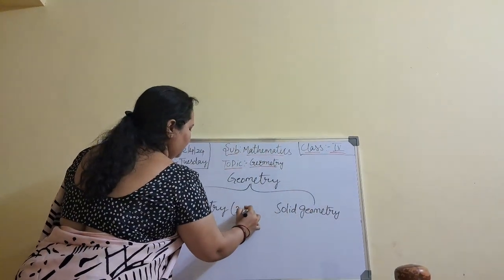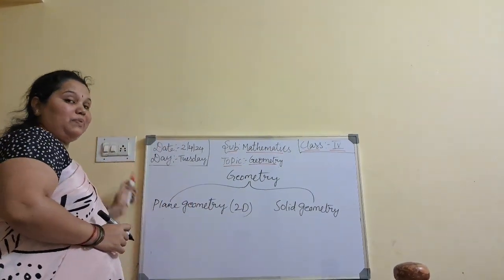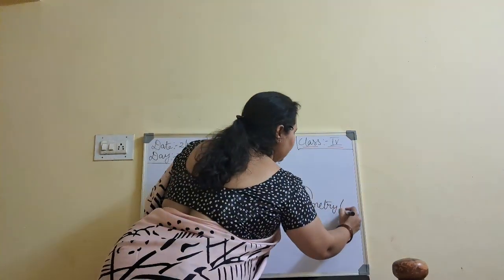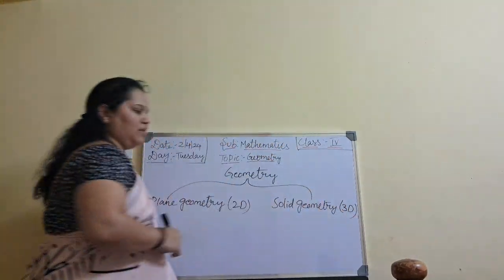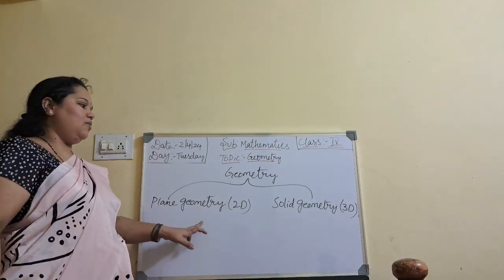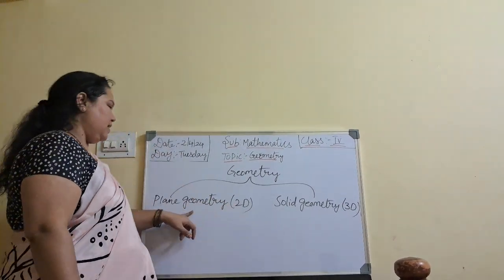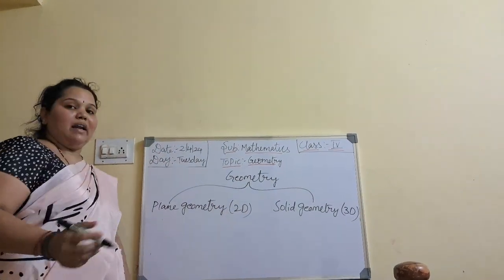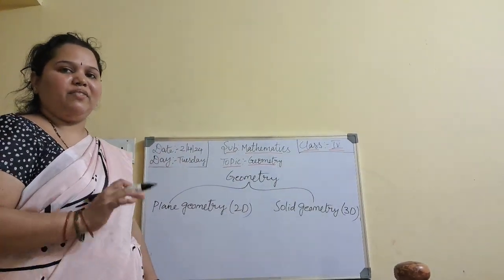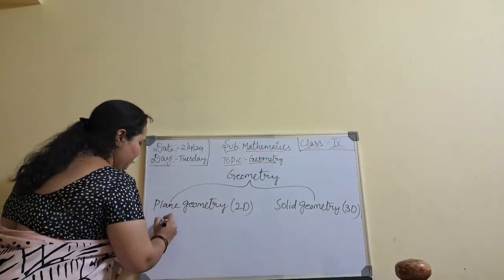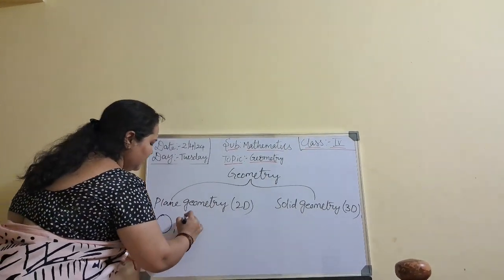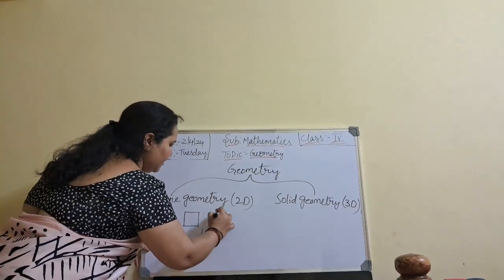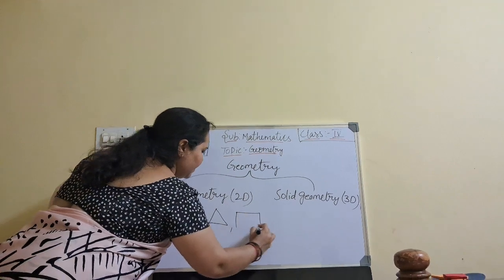Plane geometry is 2D. 2D means what? D means dimensional. Very good. And then 3D means what? Three dimensional. So we have two types of geometry, plane geometry and solid geometry. Plane geometry, you already learnt about the shapes in previous classes. For example, I can say circle, then square, and then triangle, then rectangle.